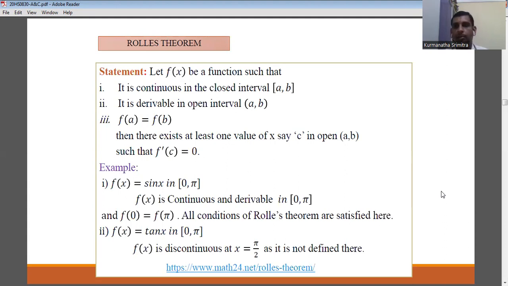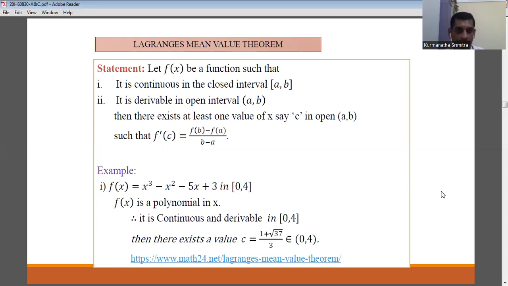And the second mean value theorem is Lagrange's mean value theorem. The statement is also like that of Rolle's theorem. Let f(x) be a function whose domain is the closed interval [a, b] and the codomain is the set of all real numbers R. The first condition is that it is continuous in the closed interval [a, b]. And the second condition is that it is derivable in the open interval (a, b). If these two conditions are satisfied, then there is a point c in the open interval (a, b) such that f dash of c is (f(b) minus f(a)) by (b minus a). So this is Lagrange's theorem.